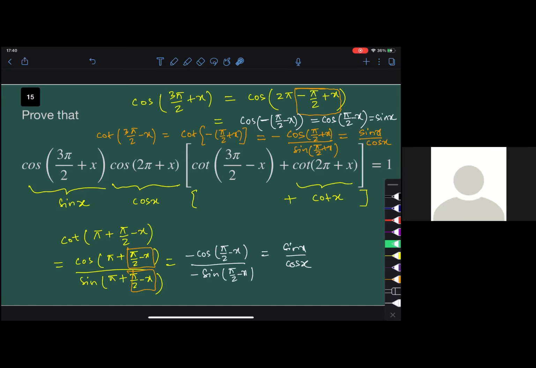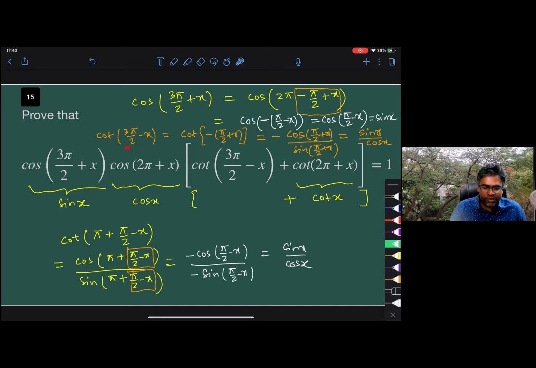Yes, sir. Let me go through that again. Okay. So this 3 pi by 2, I wrote it as 2 pi minus pi by 2. Let me write that here: 2 pi minus pi by 2 minus x. Now pay attention to that minus pi by 2 minus x. I'm writing it here because the 2 pi is not going to do anything. Now, why am I careful with that minus? Because sometimes it can lead to some sign issues. So it's better to take it as plus everything.